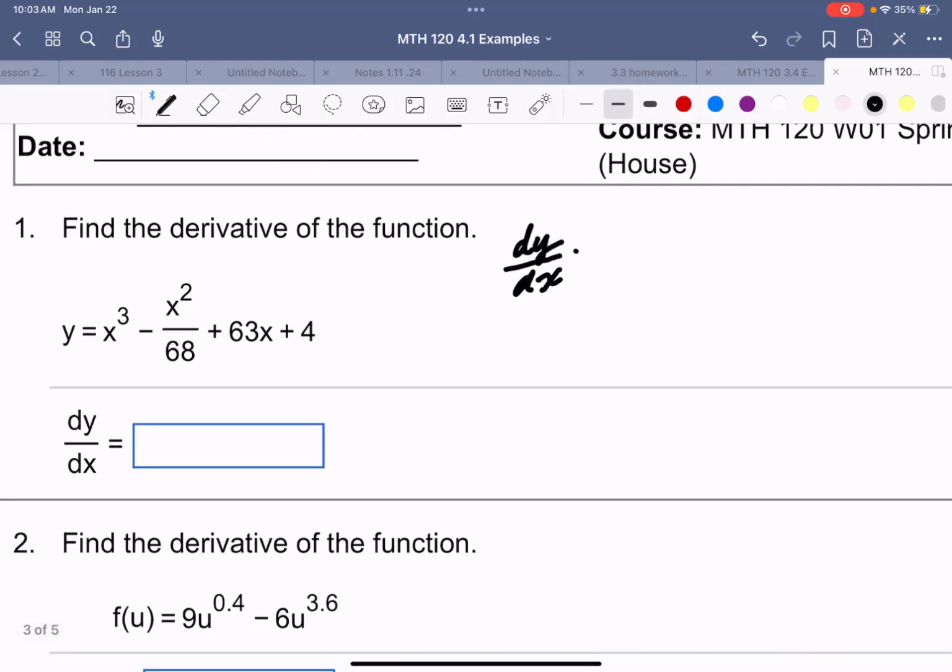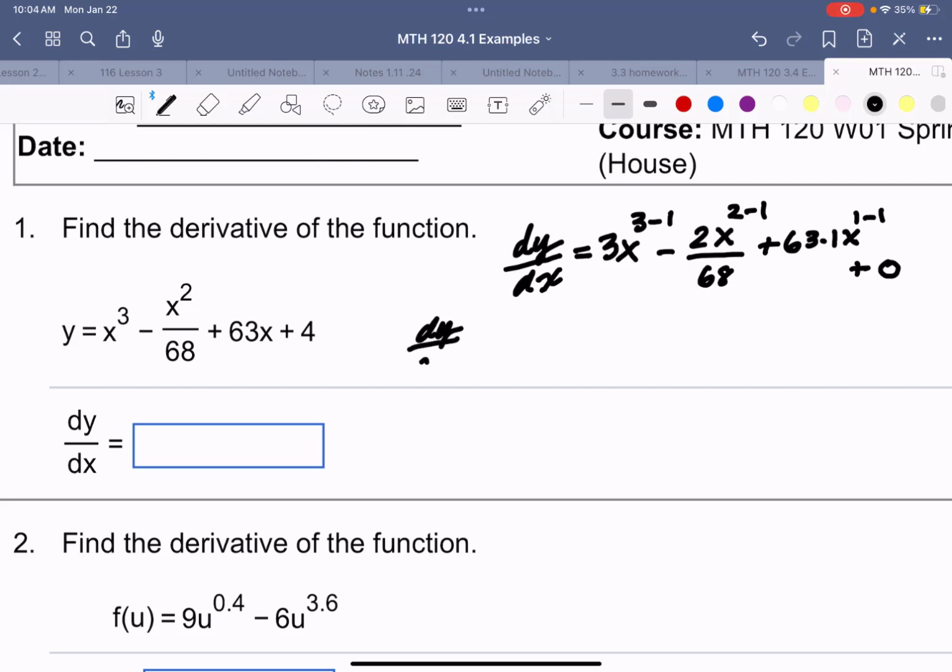So we'll write dy dx is 3x to the 3 minus 1. And of course, eventually you're just going to say 2. But in your head, every time you need to say reduce the power by 1, minus 2x to the 2 minus 1 over 68 plus 63 times 1 x to the 1 minus 1 plus 0. We'll just say a constant has a derivative of 0. Think about it. Derivative means change, and a constant is a number that never changes. That's why we call it a constant.